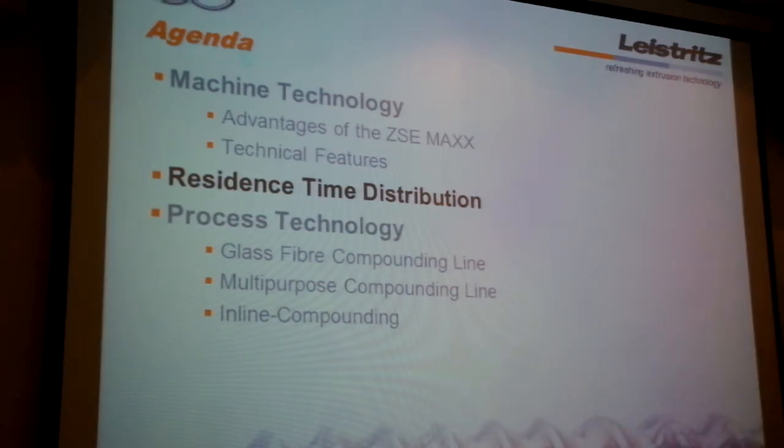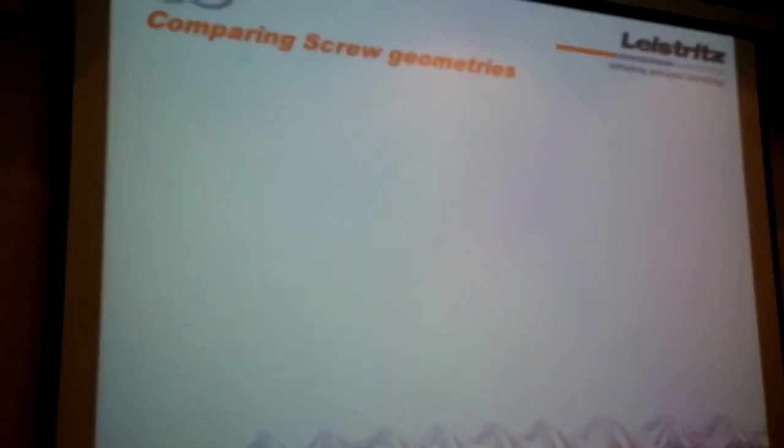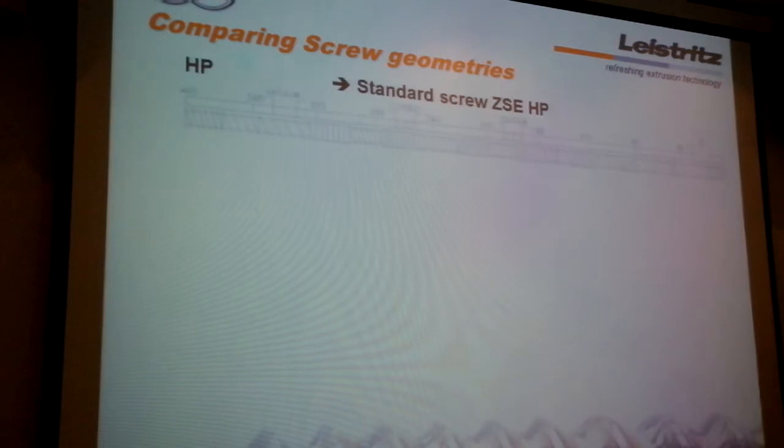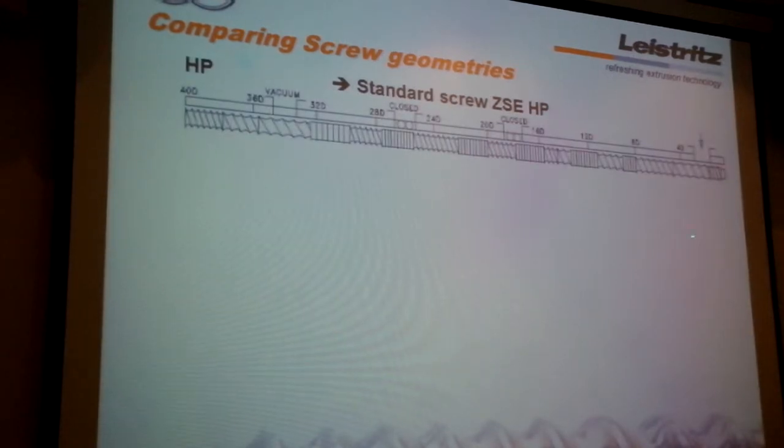Let's look at the residence time distribution in those twin screws. And of course, since we have a segmented screw, here's an example of a standard screw that we have used in this experiment. This is where the material comes in. We have a feed section with high volume in the extruder. Then we compress the material.